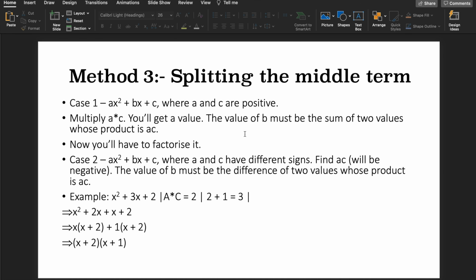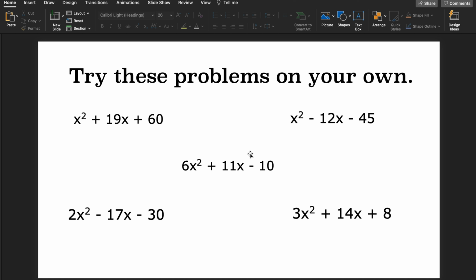Okay, so these are the problems for you to try. So first solve these. I will solve each and every one of them because this is the most complicated out of the three methods. So therefore, I'll be solving 5 more equations. Okay, now let's start with this.